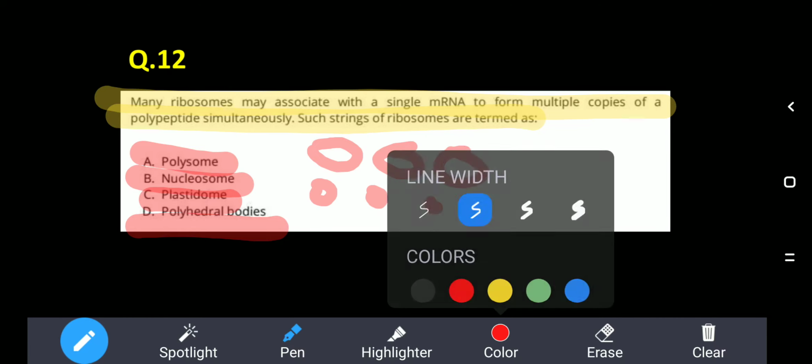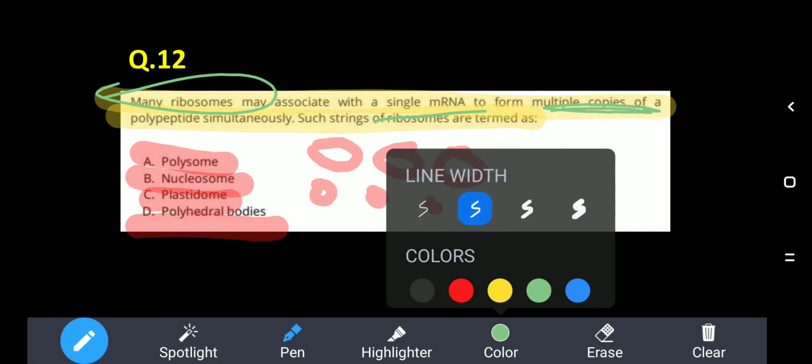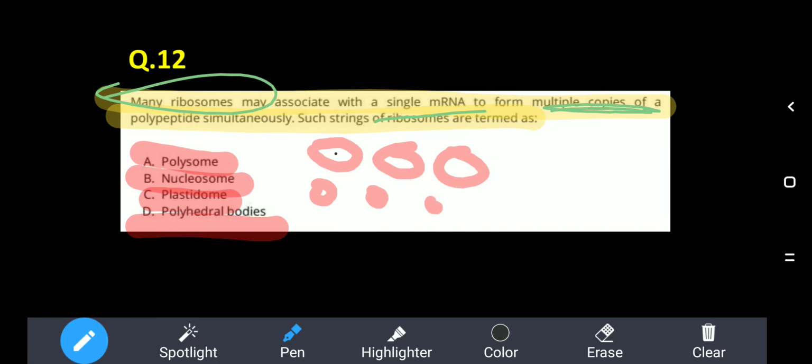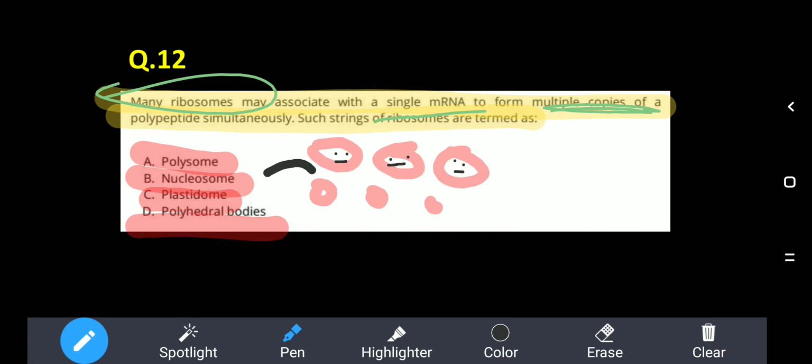Large subunit, small subunit, large subunit, small subunit. Why am I drawing so many? Because we need to have a single mRNA and multiple copies of polypeptides are produced simultaneously. Many ribosomes are there. That is the reason why I have drawn ribosomes here. One ribosome, second ribosome, third ribosome. And in between them, we have got the mRNA.